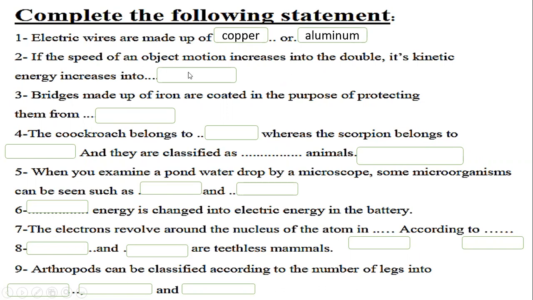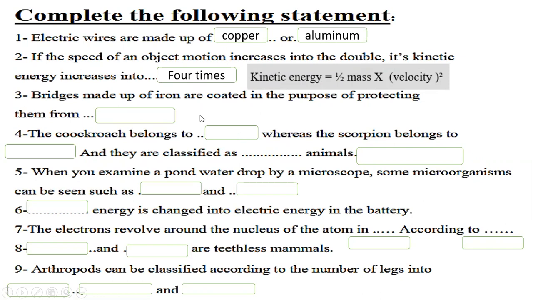If the speed of an object in motion increases to double, its kinetic energy increases by, yes, 4 times. Why? Look at this relation. Kinetic energy equals half mass times speed squared, or velocity squared. So it is a square here, which means it will be 4 times.